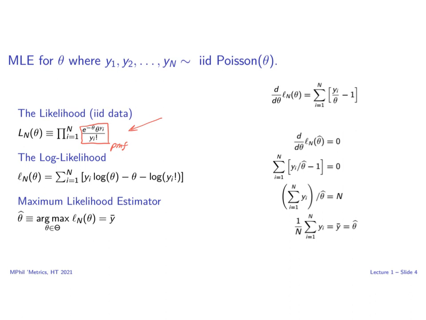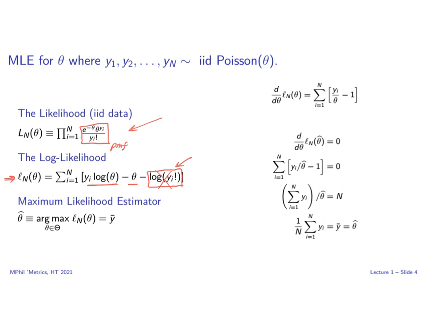It's much easier in general to work with the log likelihood rather than the likelihood, so we'll just take the logarithm of this product to turn it into a sum. When we do that, we obtain the sum from i equals 1 to n of yi times the log of theta minus the log of yi factorial. And notice that this term with the logarithm of the factorial doesn't actually involve the parameter.